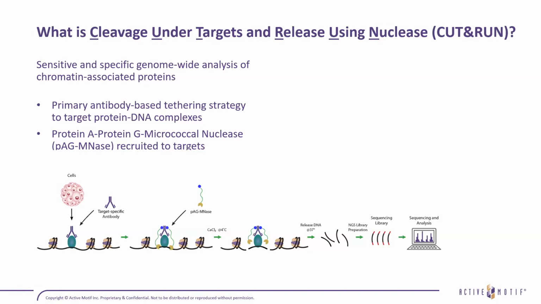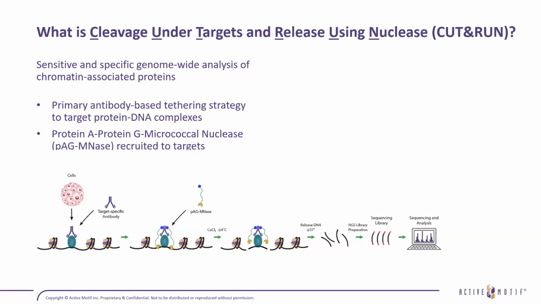There's no need for a secondary antibody here. So the next step is incubation with your pAG-MNase. Again, the protein A, protein G portion of this protein is going to bind to the primary antibody and be recruited to your target site.